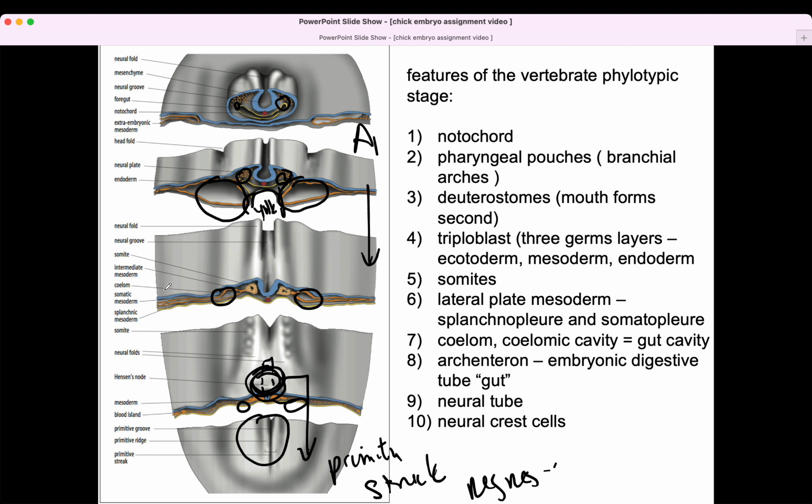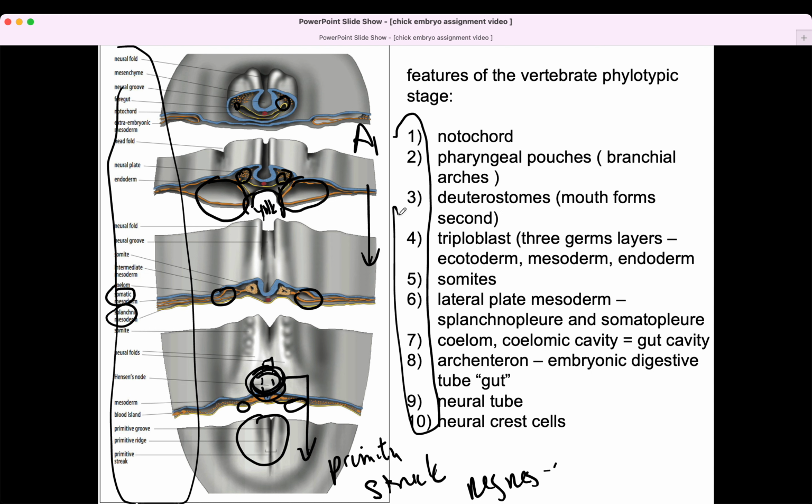And you don't have to include every single one of these terms, but you should include most of them in your drawing. There's the somatic mesoderm and splanchnic mesoderm, for example, we're trying to represent. And so we're really trying to get these features identified in your model that you build.